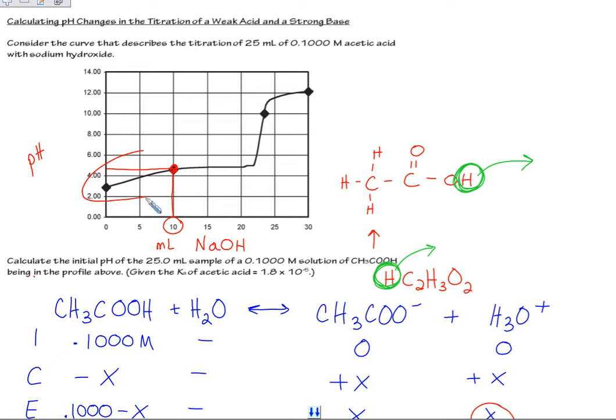This region of the graph is called the buffer region. If you were to calculate the pH anywhere along this region, so anywhere from, well, not initially 0 milliliters of base, but as I add up to about 20 milliliters of base, if you set up your ice table, you're going to have a buffer. So we call this the buffering region.